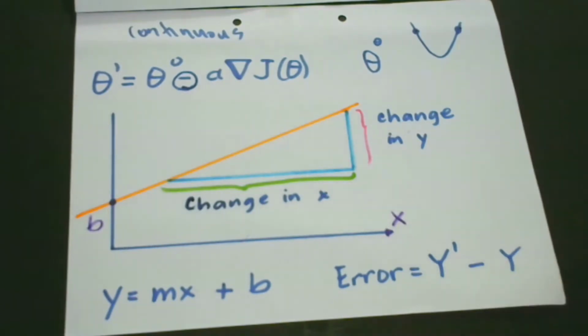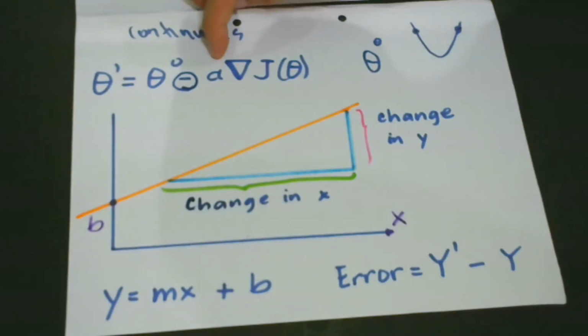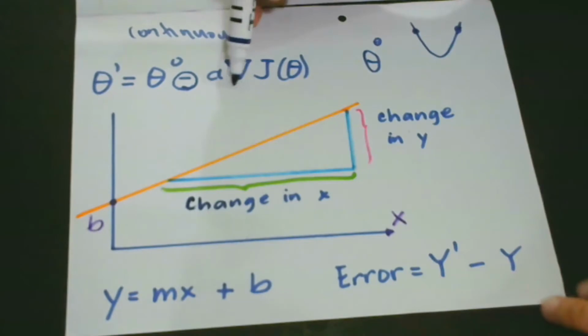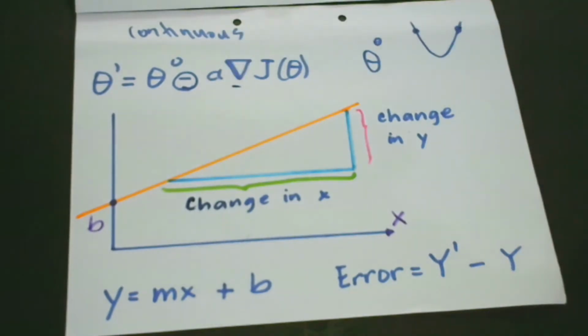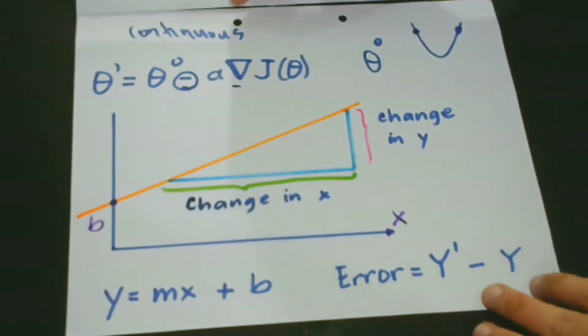Then what about the alpha? What's the meaning of this? This one means the small steps that we will take. And what about this one? This is actually the symbol for gradient. This is the direction where we could have the fastest increase.